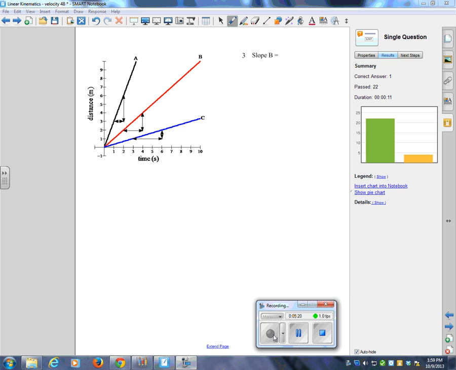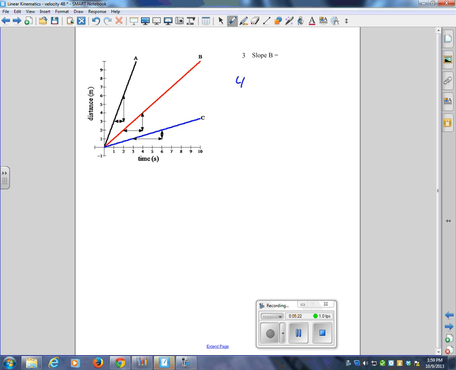Yeah, the slope is 1. Okay, so it's going to be 4 minus 2, right? 4 minus 2 all over 2.